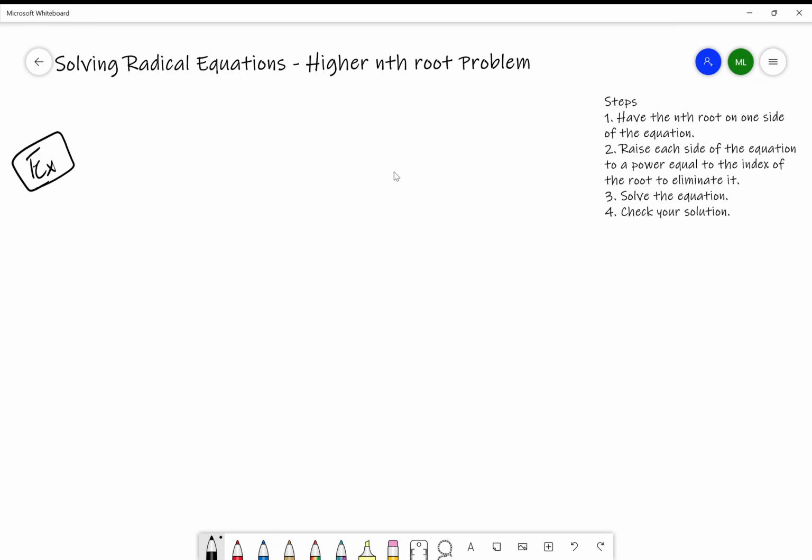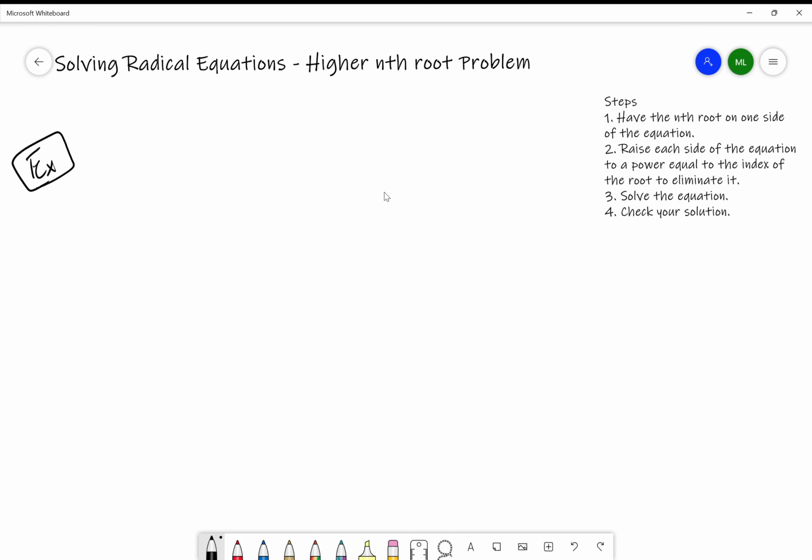So, solving radical equations, but this time with a higher nth root. In my previous videos, I talked about solving radical equations, but my examples were with a square root. So I'm going to show you today what to do if I have a higher root. The root I'll work with today is a cube root.